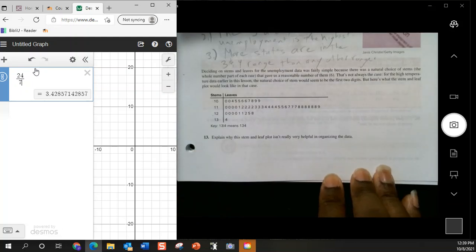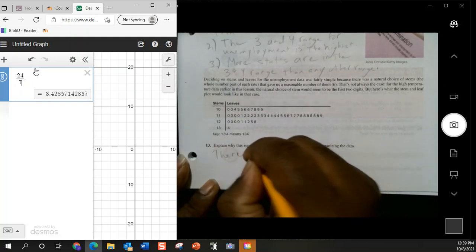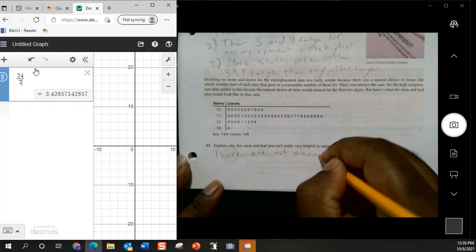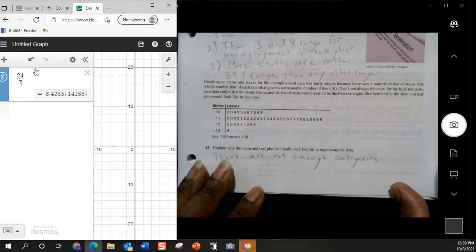Okay, now we come down here to the bottom. It says deciding on stems and leaves for the unemployment data was fairly simple because there was a natural choice of stems, the whole number part of each rate that gave us a reasonable number of them, 6. That's not always the case. For the high temperature data earlier in this lesson, the natural choice of stem would seem to be the first two digits. But here's what the stem and leaf plot would look like in that case. Okay. Now explain why this stem and leaf plot isn't really very helpful in organizing the data. That is because there are not enough categories.